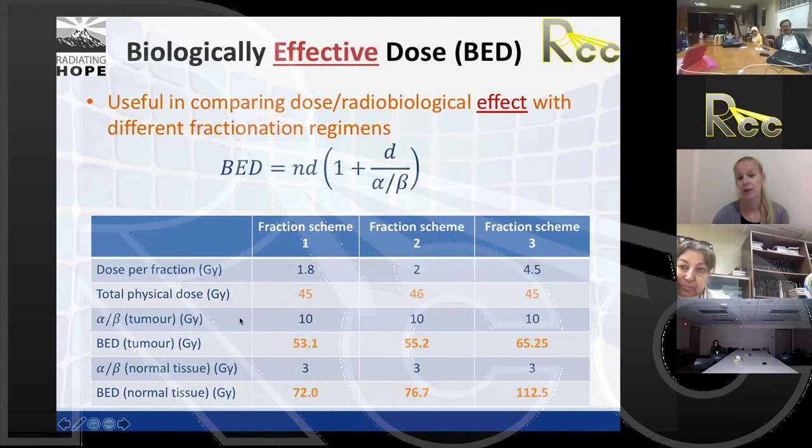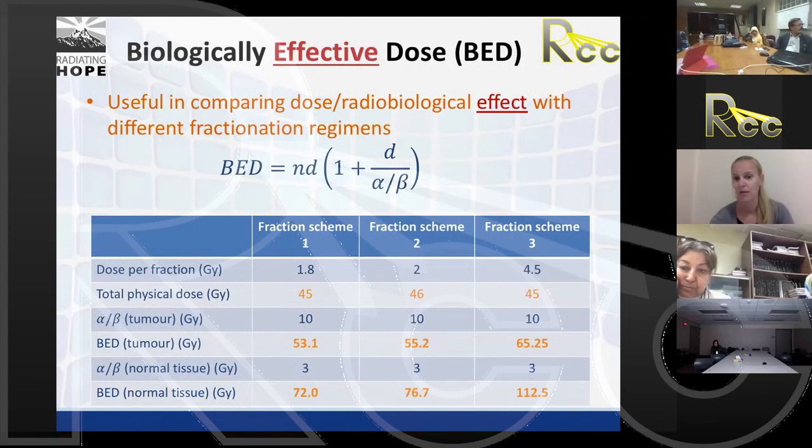If we look now at our tumour, which has a high alpha beta ratio of 10, the biological effective dose, you can see for those 3 different schemes is quite different. And all of them are a lot higher than what our physical dose is actually prescribed to.